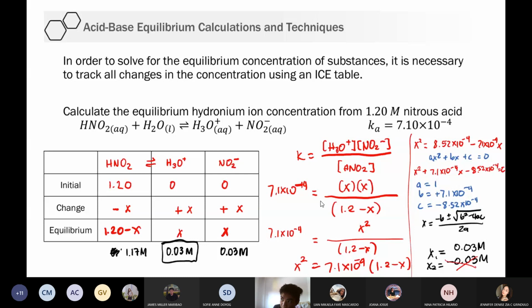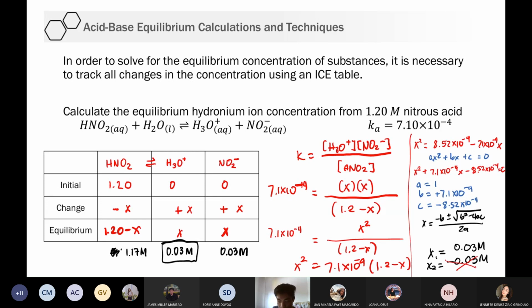Okay? So you construct your ICE table, you plug it into your equilibrium expression, and then you do algebra stuff, and then you get the equilibrium concentration. Okay, so mapapansin mo yung H plus concentration mo, that's less than the initial concentration. Bakit? Kasi nga, partially dissociated lang itong nitrous acid. So, onting portion lang niya yung magiging H plus. Okay? So, that's the reason why H plus concentration is less than this.